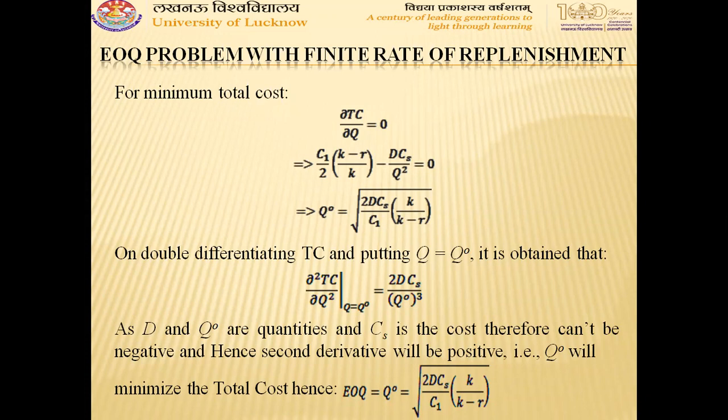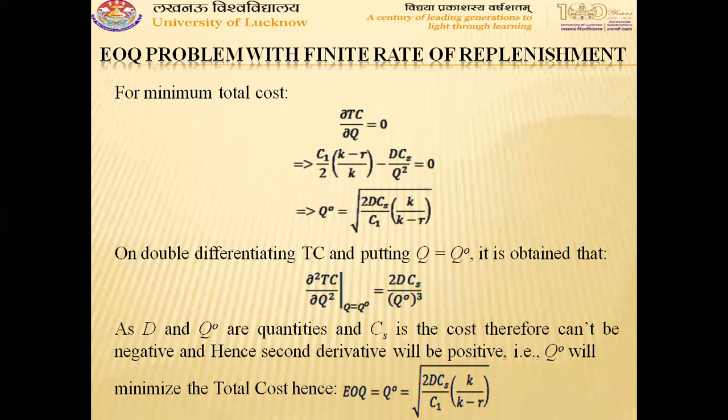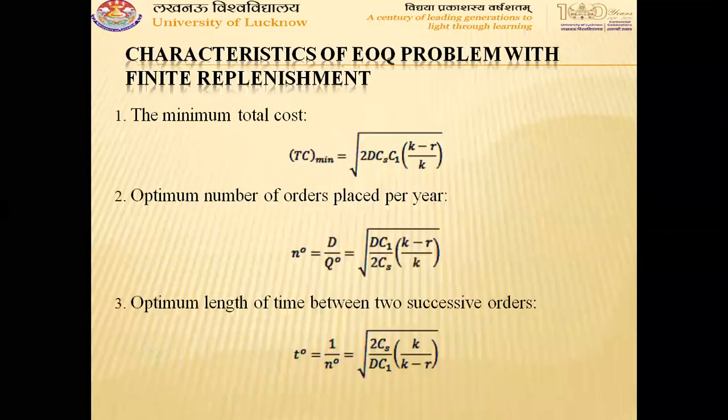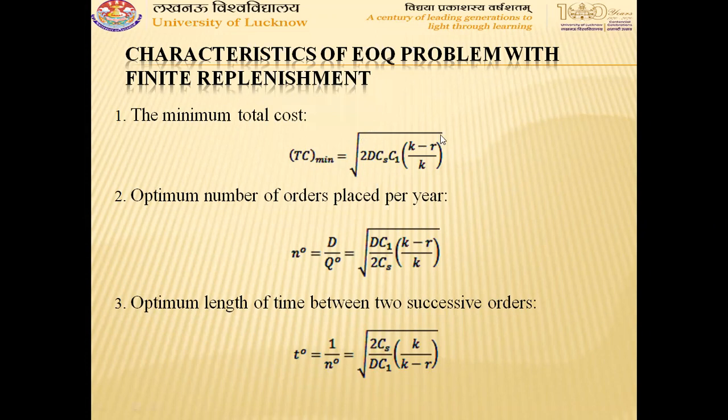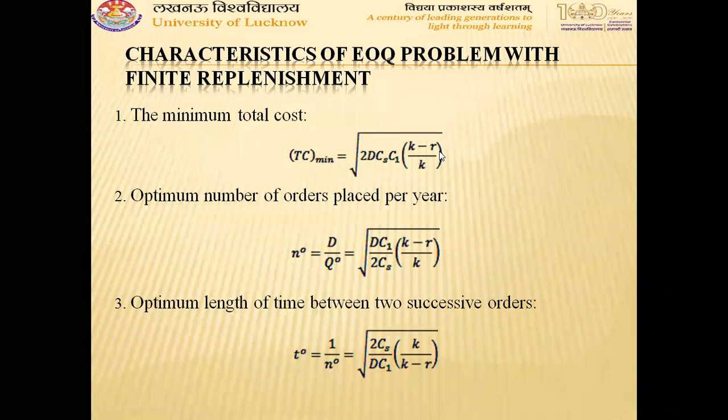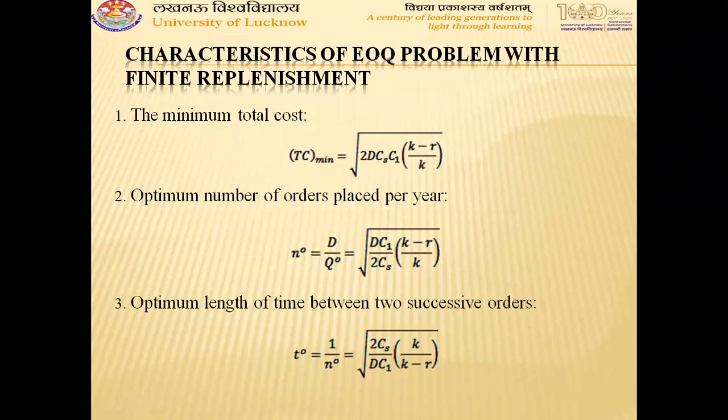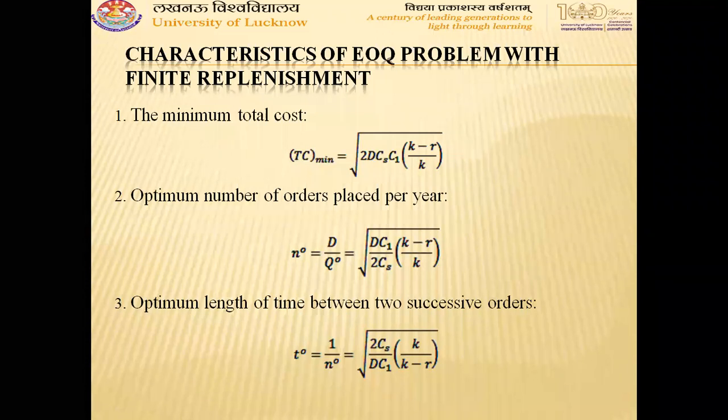So we can say that economic order quantity is root 2 dCs upon c1 divided by k upon k minus r. Now putting the value of q naught into the total cost, we will obtain that the minimum total cost will be equal to root 2 dCs c1 into k minus r upon k.